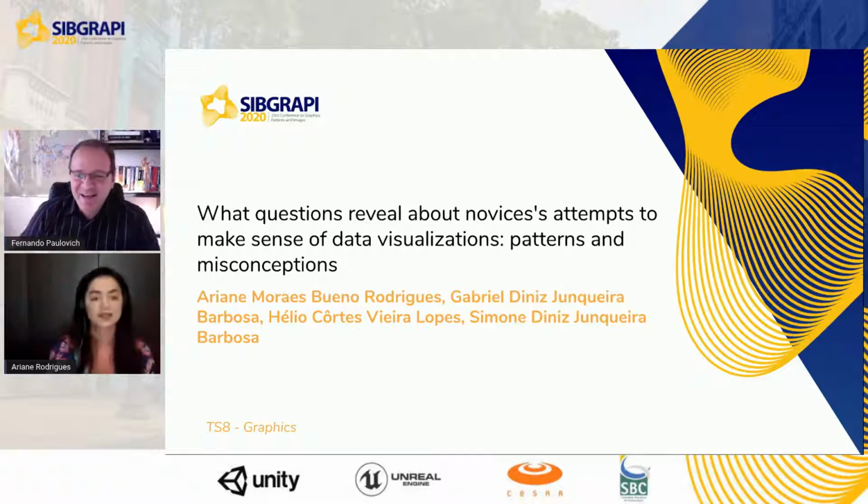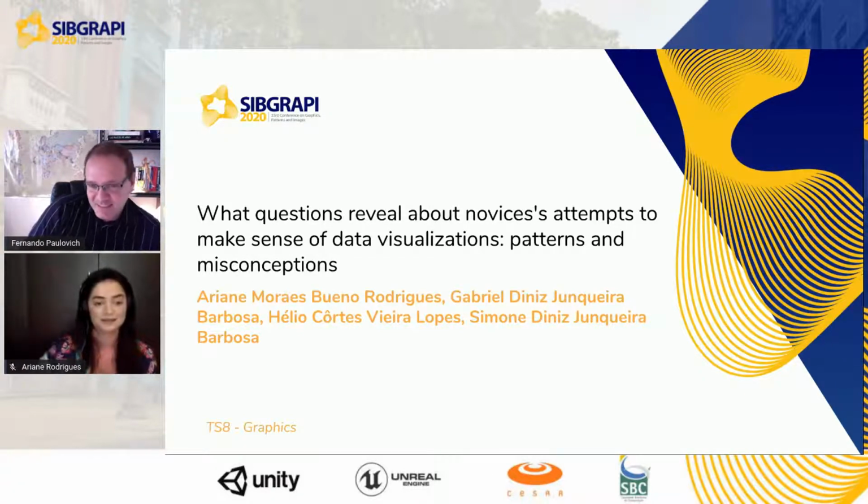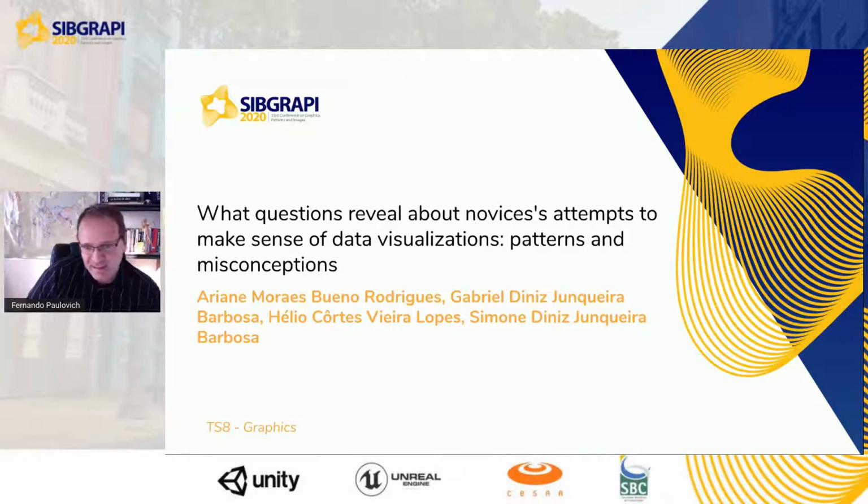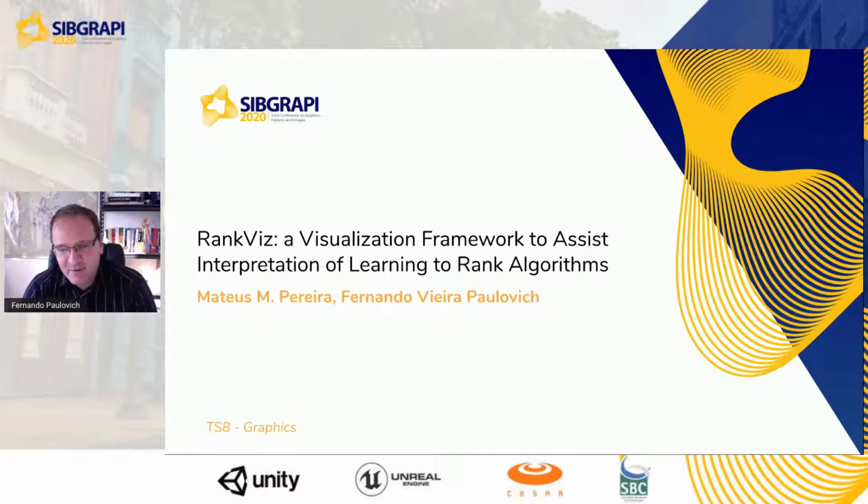Yeah, I remember the example of the map that people say about population, but there is population. That's very interesting. Thank you again for the paper. It's fascinating. Let's move to the next presentation. The paper is titled RankVis, a visualization framework to assist interpretation of learning to rank algorithms. It's going to be presented by Matheus Pereira.